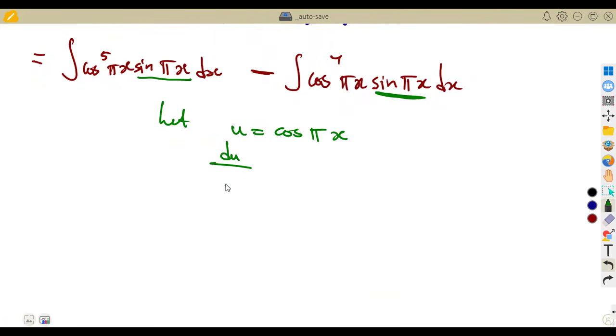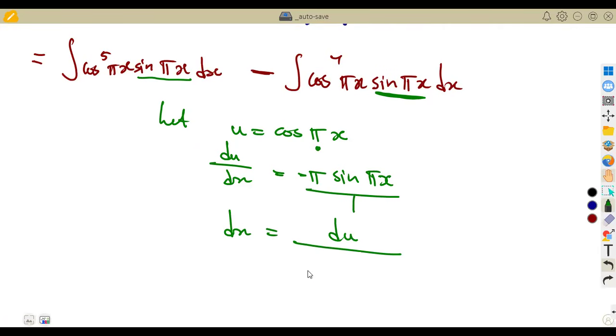Find the derivative of u with respect to x. Remember, cos changes to a negative sine, but we have to multiply by the coefficient of x. So it's going to be minus pi sine pi x. All right, let us make dx the subject. Cross multiply, and you're going to have du over minus pi sine pi x. This is what you're going to obtain at the end if you make dx the subject.